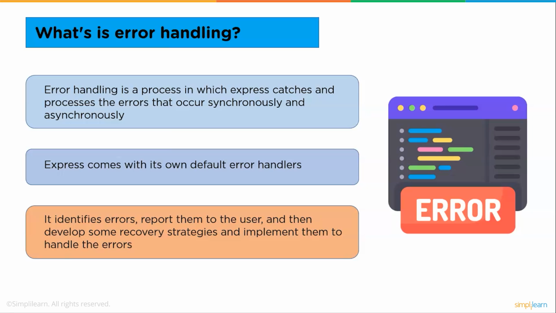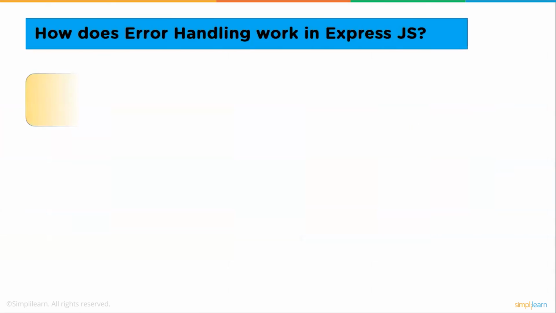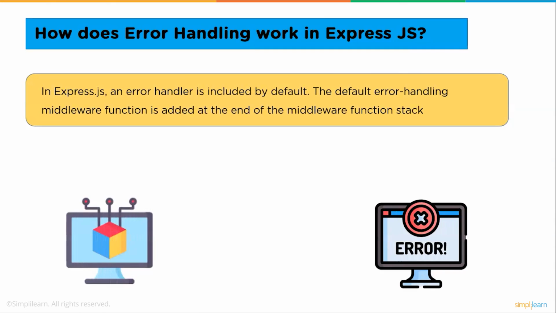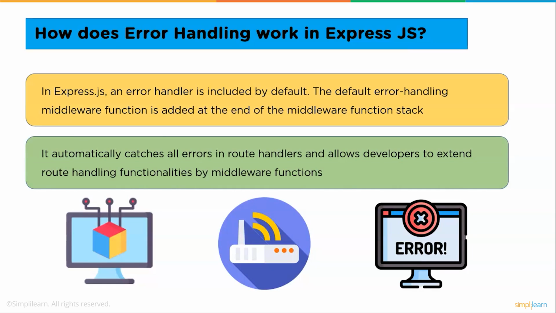Now, how does error handling work in Express.js? Express.js comes with a built-in error handler. This default error handling middleware function is added at the end of the middleware function stack. It automatically catches all errors in router handlers and allows developers to extend router handling functionalities by middleware function.